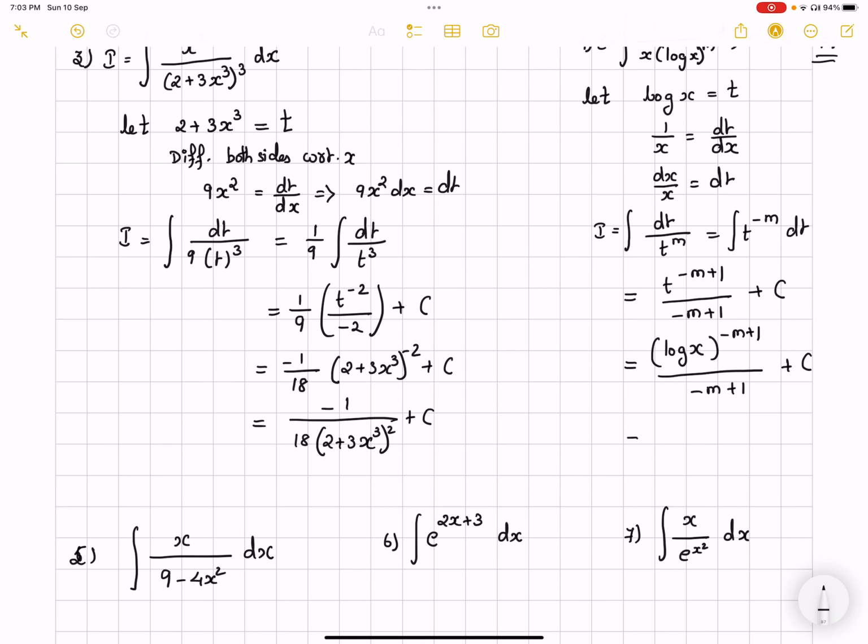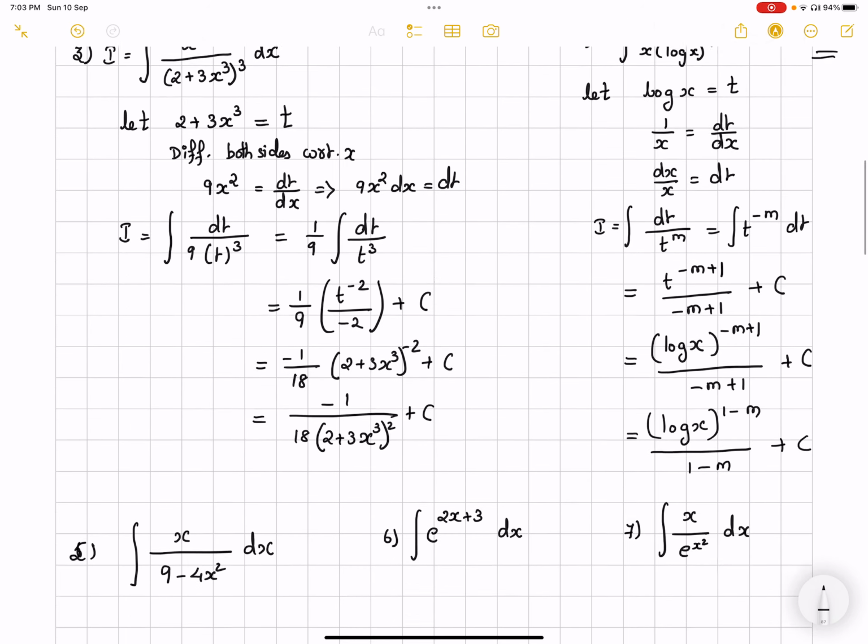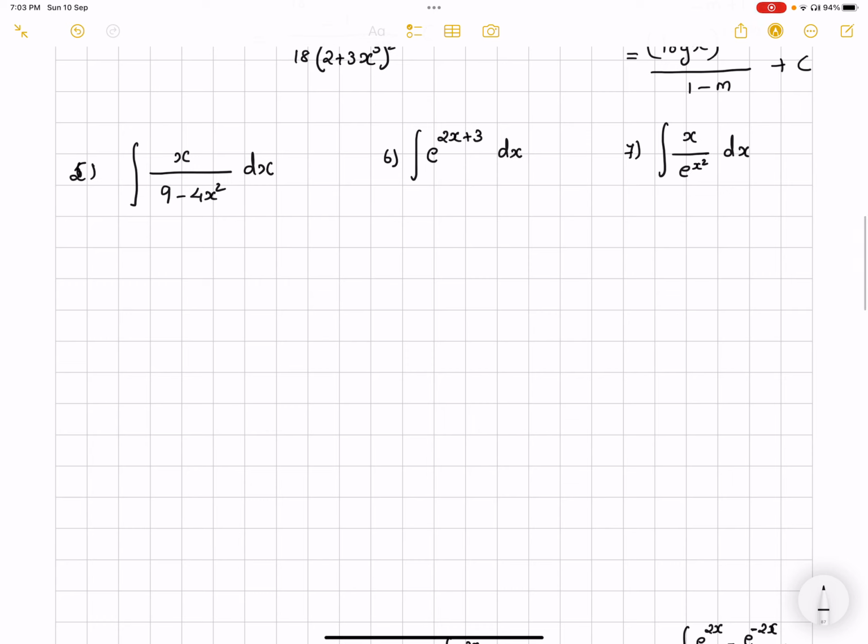So here, if you want, you can also write it as log x whole to the power 1 minus m divided by 1 minus m. Just not to keep the negative first, I'm writing it by interchanging. That's it. Hope you understood till here. Now we will move on with the next one.